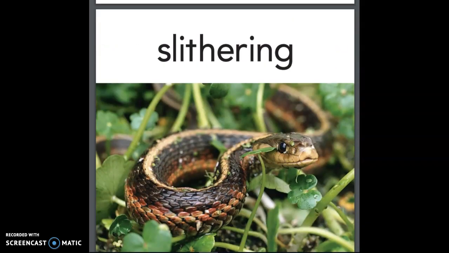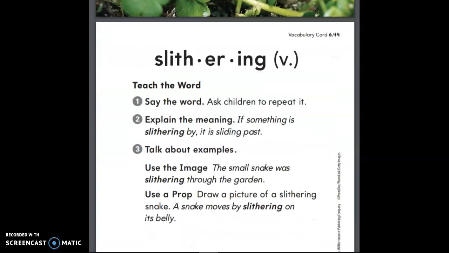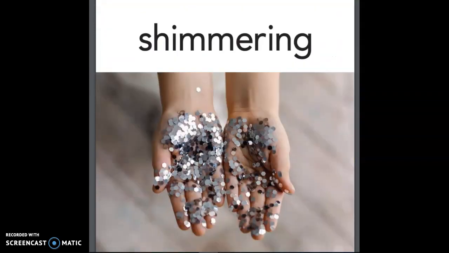Slithering. If something is slithering, it's sliding past. A snake moves by slithering on its belly. And then the last word is the word shimmering. Shimmering. Something that shimmers is shining. The glitter is shimmering on my hands.